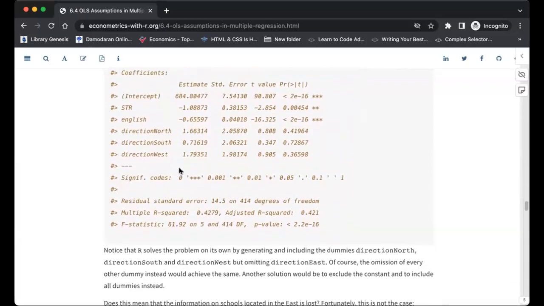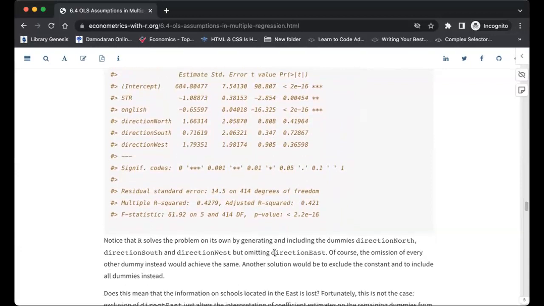So notice that R has resolved the problem on its own by generating and including dummy variables for direction north, south, and west, but omitting the direction east. Of course, the omission of any other dummy variable instead would achieve the same.